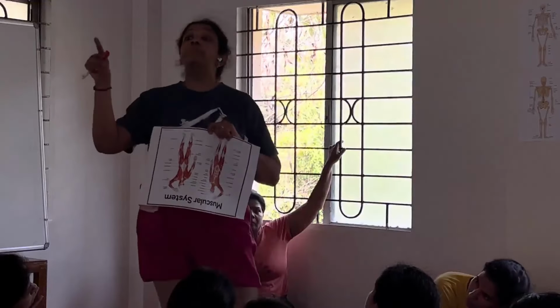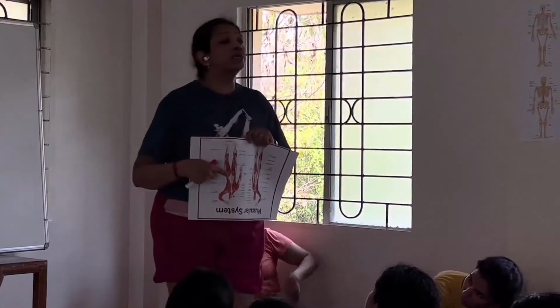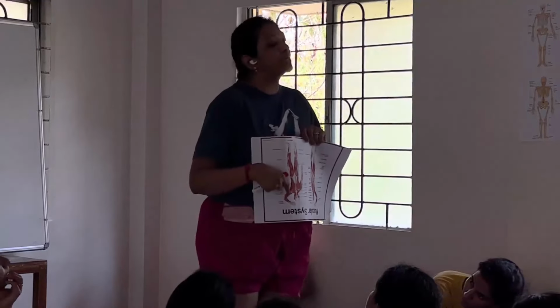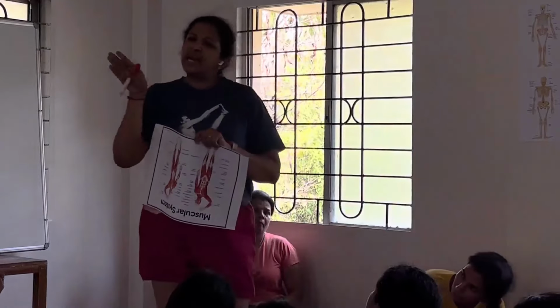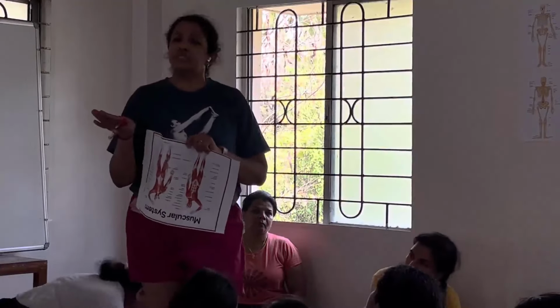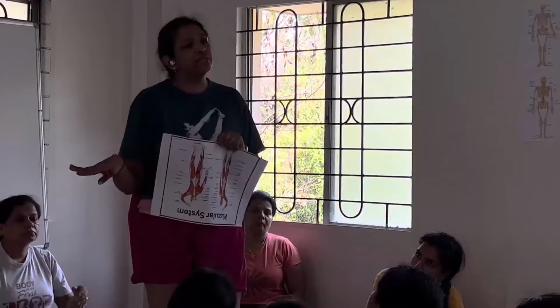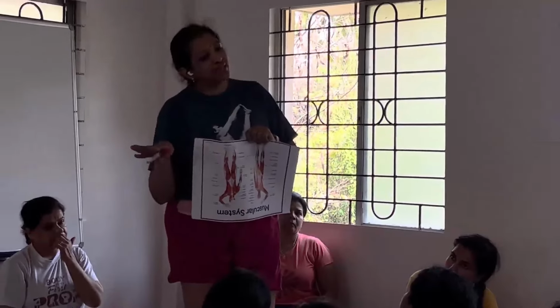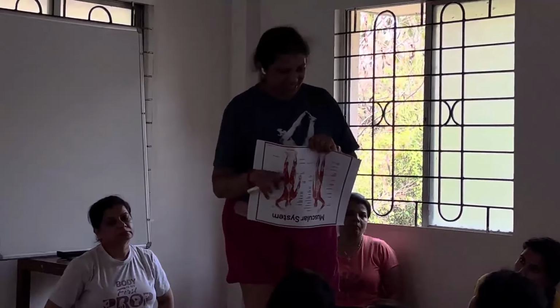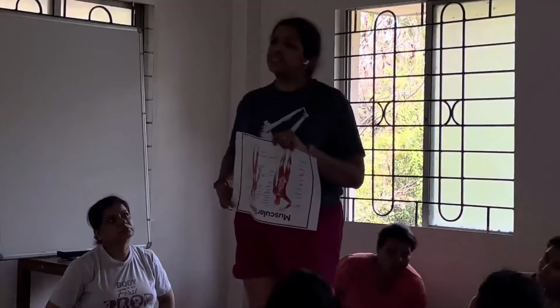They are much deeper. It is no longer superficial muscles that are working. You have deeper layers and layers and layers of muscles. You have about 600 to 700 muscles in your body. You have about 360 joints in your body.